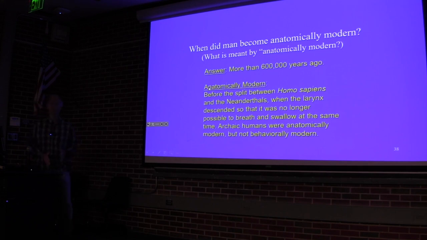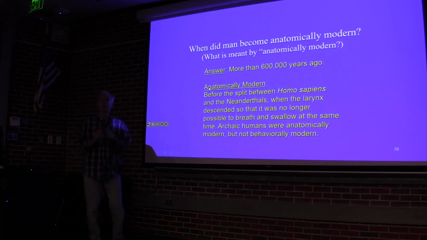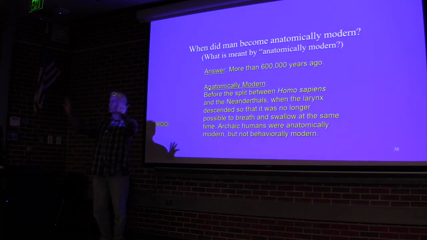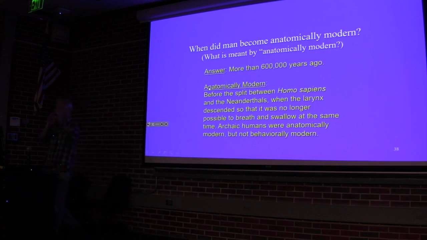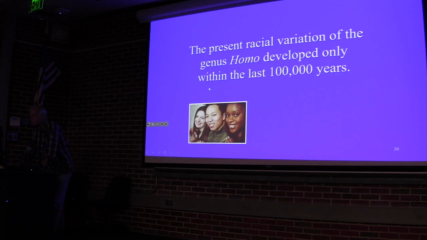Anatomically modern happened before Neanderthal and Homo sapiens split. So it happened while we were still Heidelbergensis. So we had already become anatomically modern 600,000 years ago, before Neanderthal broke off from Homo heidelbergensis.